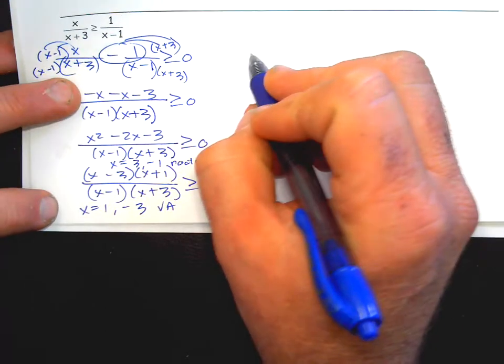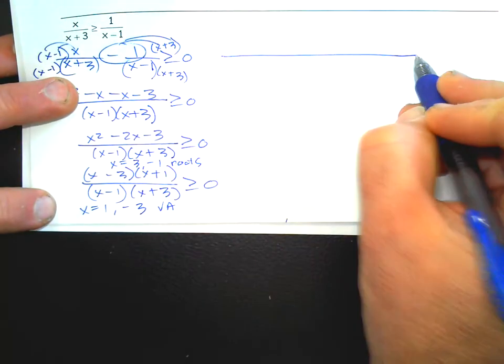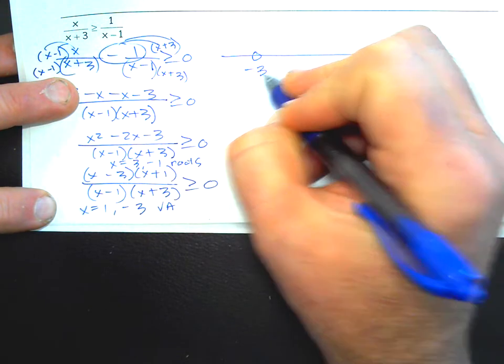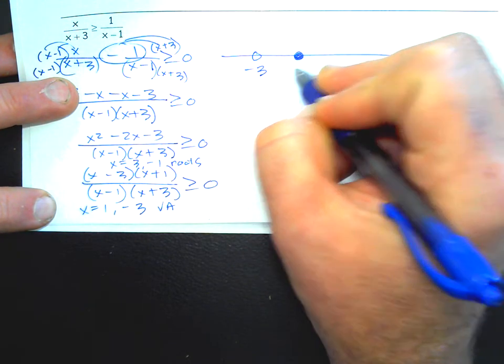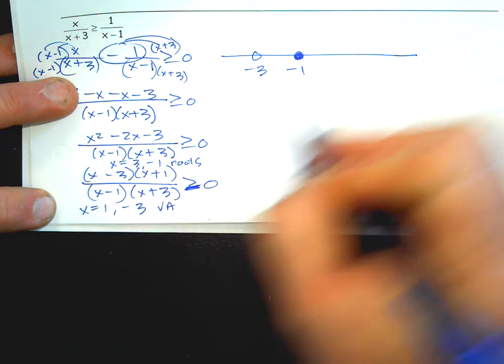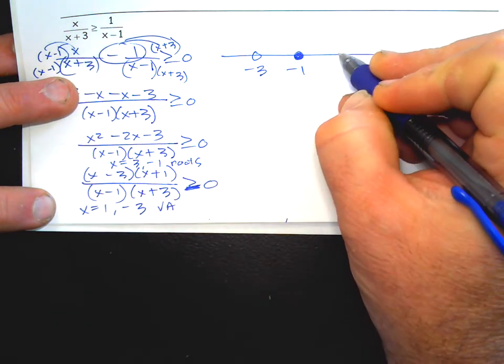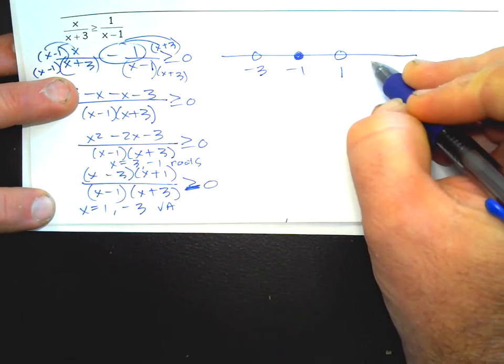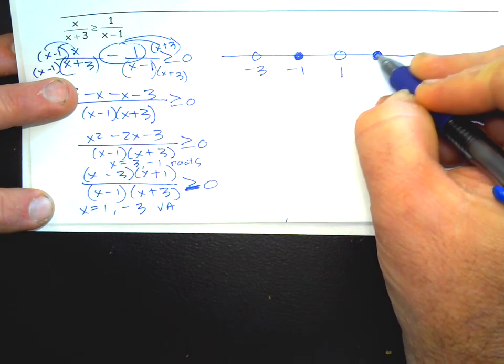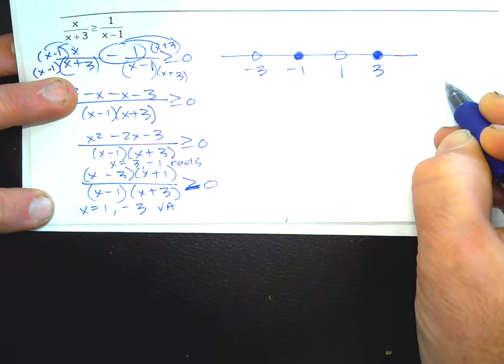So all of this is going to go on our line check, left to right, smallest to biggest. So negative 3, open dot. Negative 1 is a solid dot because it comes from the top and we have the or equals to. Now the bottom ones are always open. Then positive 1 is an open dot because it comes from the denominator, a vertical asymptote. Can't be an answer. And then positive 3 is a solid dot. They've got to be in order left to right.